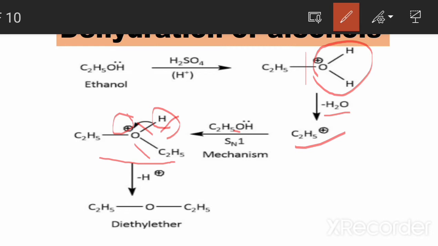So basically when this hydrogen is released, or breaks the bond between hydrogen and oxygen, the oxygen will gain its electron and become stable, and the hydrogen that breaks the bond with the oxygen will be released as a proton, that is a hydrogen positive ion. The final product we get is this ether, and because both sides have an ethyl group, the name of the ether will be diethyl ether.